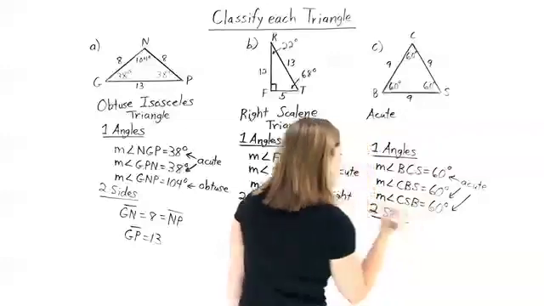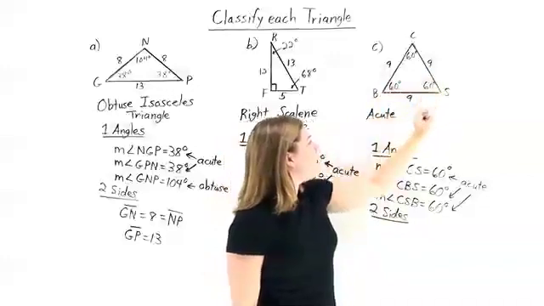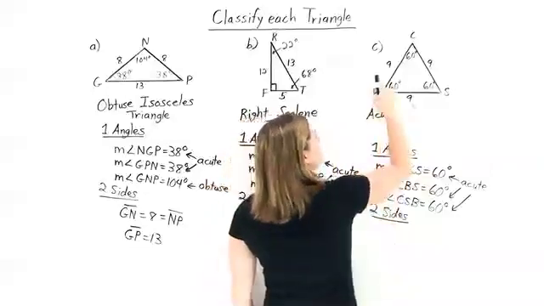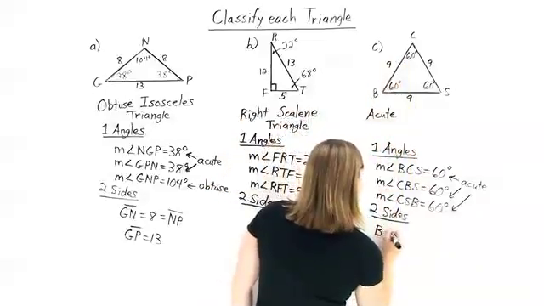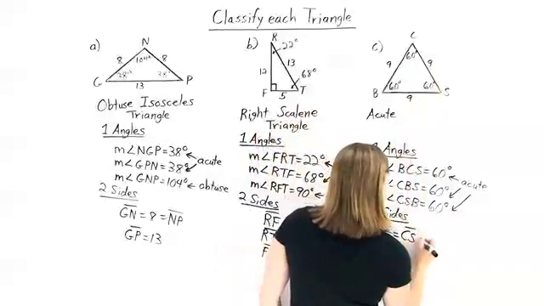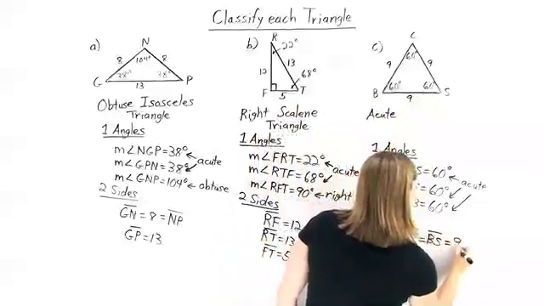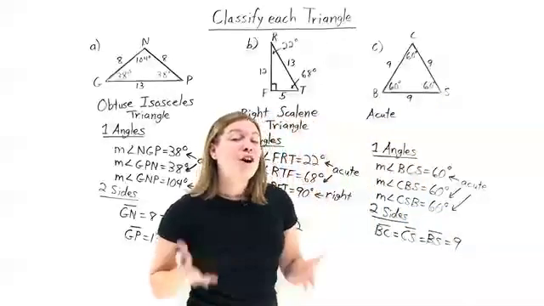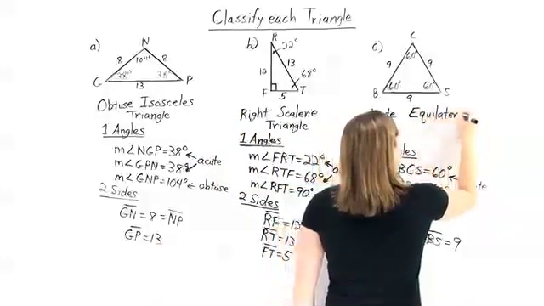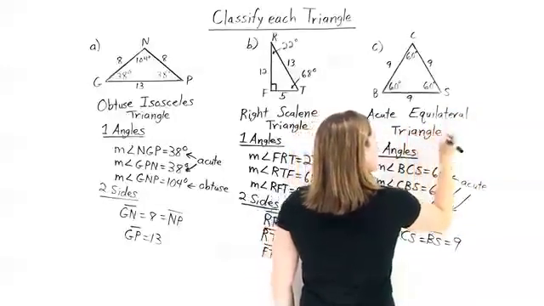So let's take a close look at the 3 sides of this triangle. Well, this side has a length of 9, this one has a length of 9, and this one has a length of 9. They all have the same length. So, side BC is the same as side CS, which is the same as side BS. They all have the same length of 9. Since all 3 of these sides have the same length, that means we are dealing with an equilateral triangle. So, we actually have an acute equilateral triangle.